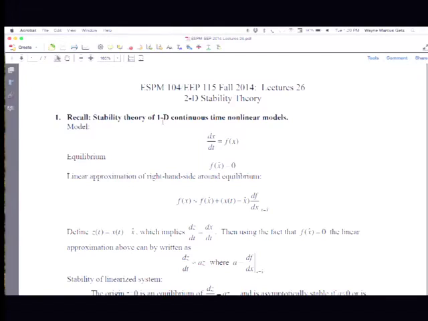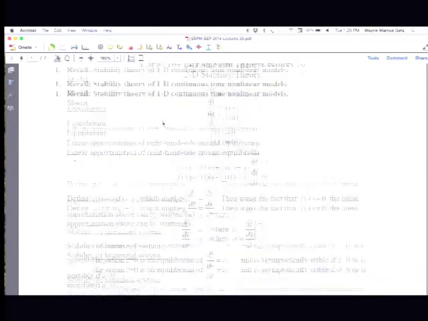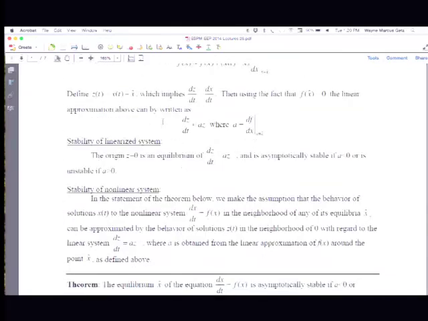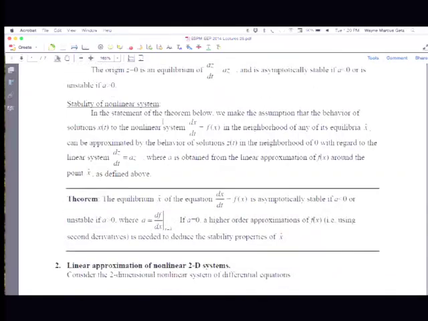The way to tell if these are stable or unstable is to do what? What did we need to do to tell if they were stable or unstable? The answer is in front of you. What do we need to do to decide whether the equilibrium that makes f of x equal to 0 is a stable or unstable equilibrium? Right, so we find the slope, which is taking the derivative of the function at the point.